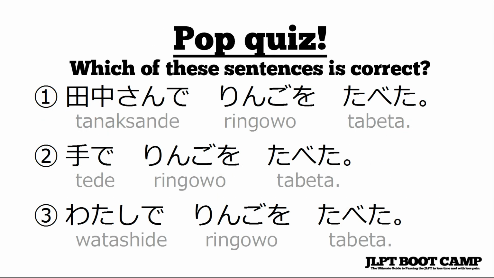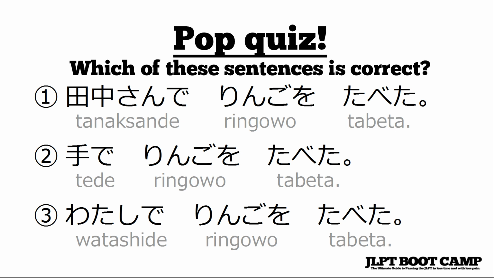All right, again, pop quiz. Which of the following sentences is correct? Number 1, Tanaka-san de ringo o tabeta. Number 2, te de ringo o tabeta. Or number 3, watashi de ringo o tabeta.